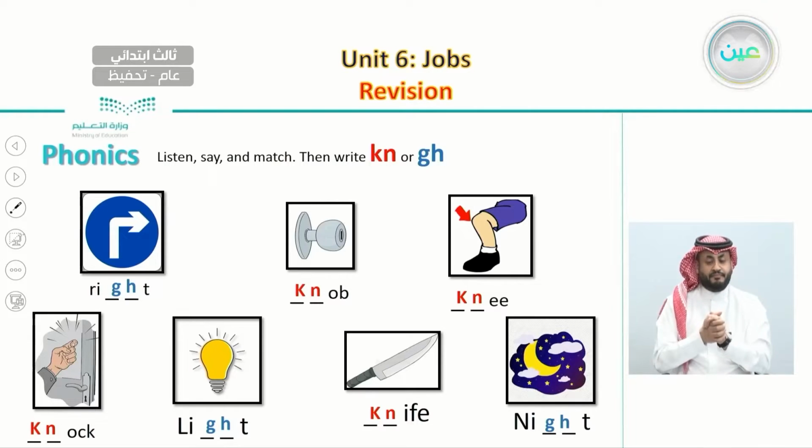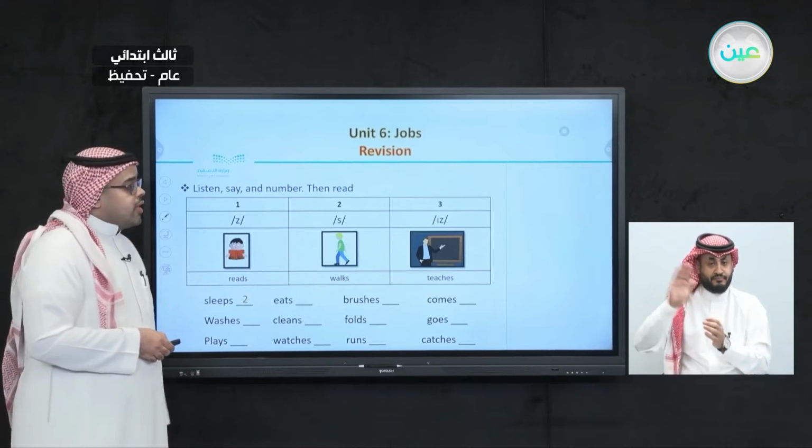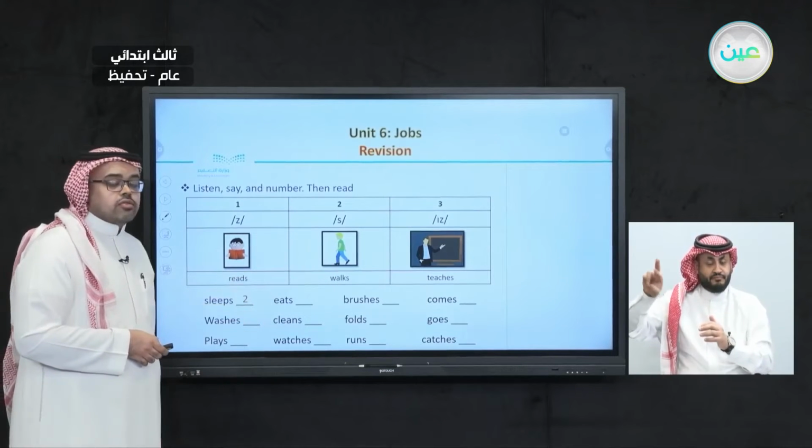Not only this, but we also learned three different sounds for the words that end with S. The first one is Z, and then S, and then Ez. For example, Z, like the word reads. The sound of S, like the word walks. And the sound of Ez, like the word teaches.